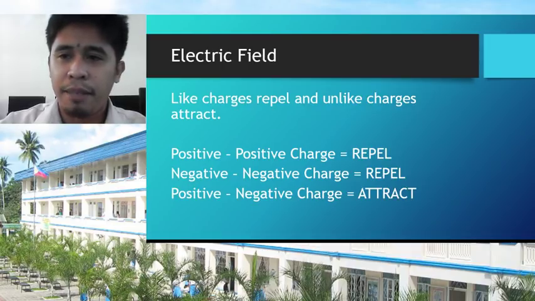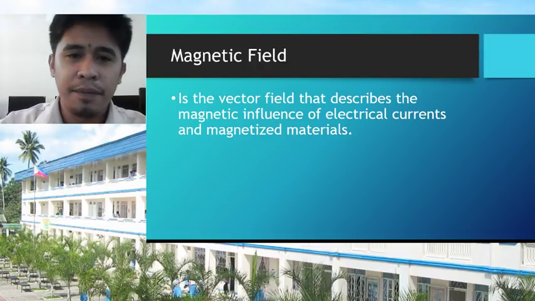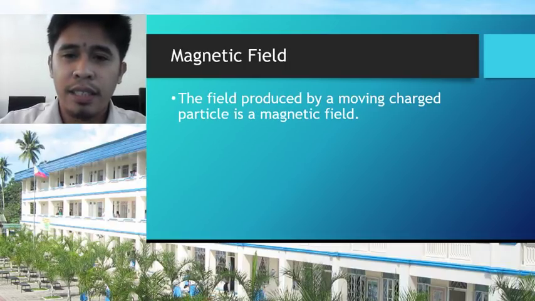Now let us learn about magnetic fields, another vector field of an electromagnetic wave. A magnetic field describes the influence of electrical currents and magnetized materials. This field is produced by magnetic materials. It is also produced by moving charges, or charges that are in motion, those that are accelerating or decelerating.